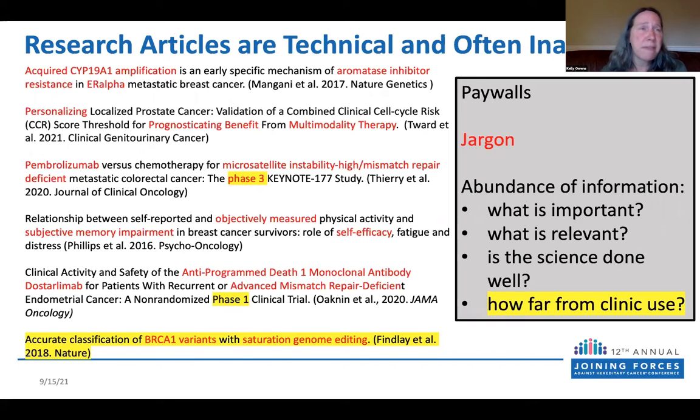So it's fairly late in the process of coming to the clinic. And then sometimes you don't have any indicators of that. So the very last article, accurate classification of BRCA1 variants, so different mutations in the BRCA1 gene, that sounds like it could be clinically useful right now. But the fact is, in this paper, they're looking at a technique that is potentially useful for evaluating mutations, whether they're harmful or not harmful, but it's not been validated for clinical use at this point in time.